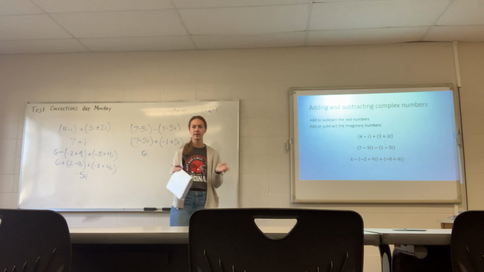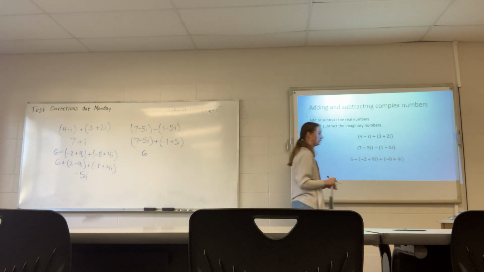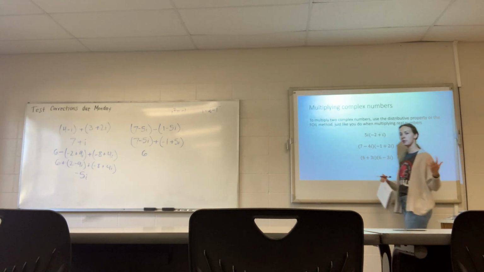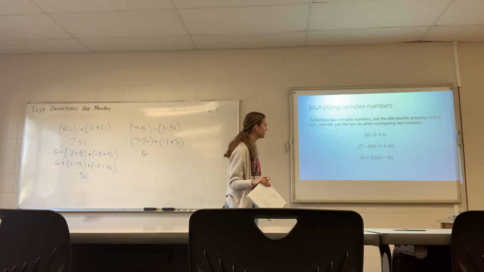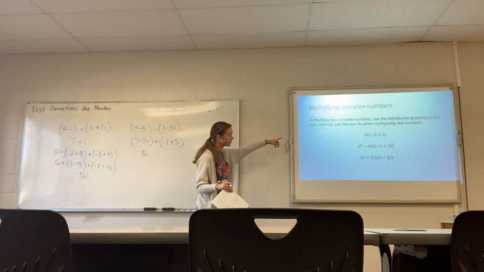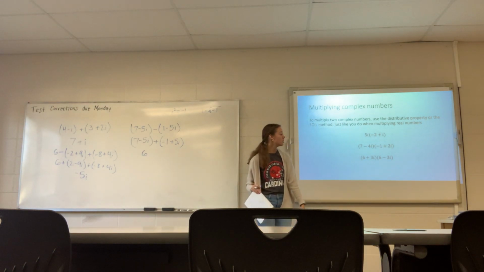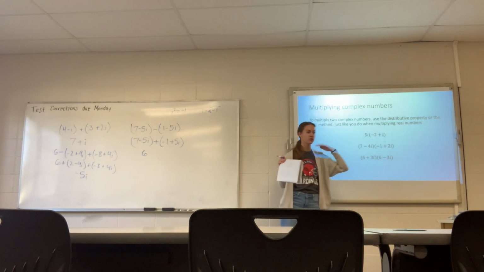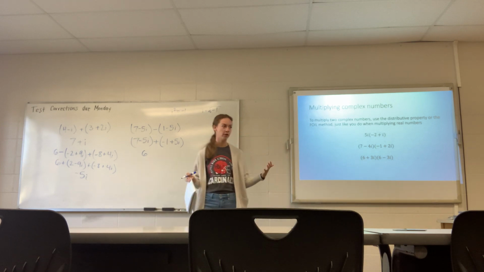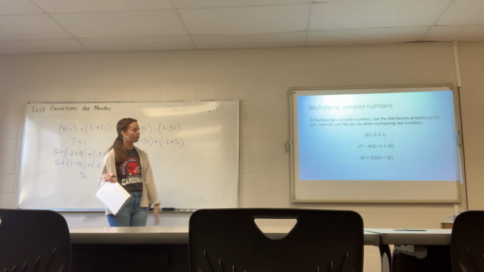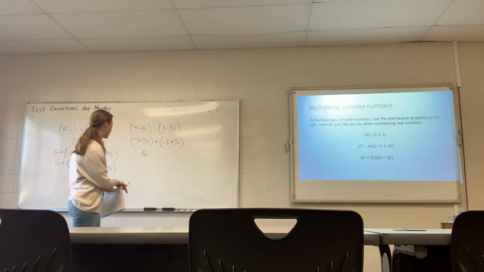You guys feel okay adding and subtracting? It's just like we do with normal numbers, but just do the real numbers together and then the imaginary. All right, what about multiplying? To multiply complex numbers, depending on what the problem looks like, if it's something like this, you would just go ahead and distribute it to everything in the parentheses. But if you have something like this, where it looks like you need to FOIL, then you're gonna need to FOIL, okay? So the ways you're gonna multiply, you're either gonna distribute or you're gonna FOIL, okay? So we'll practice both methods.